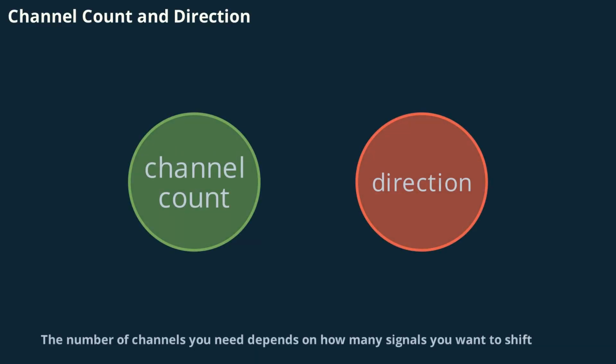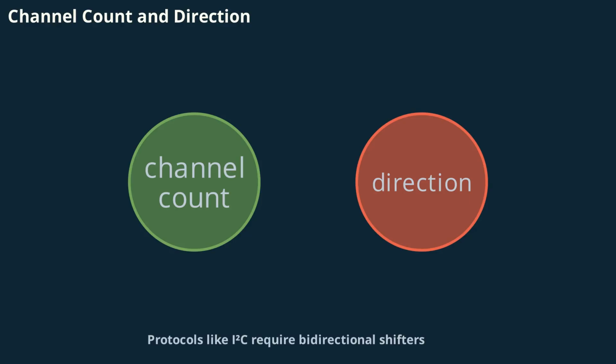The number of channels you need depends on how many signals you want to shift. Some applications require only 1 or 2 channels, while others may need 8 or more. Also, decide if you need unidirectional or bidirectional shifting. Protocols like I2C require bidirectional shifters, while SPI or UART may only need unidirectional solutions.